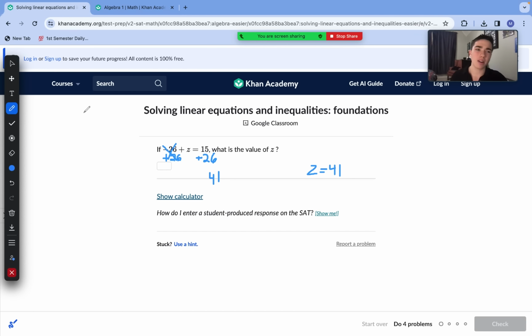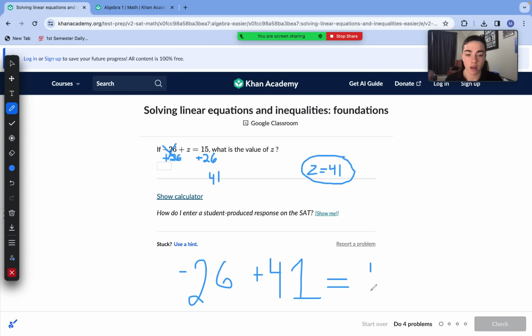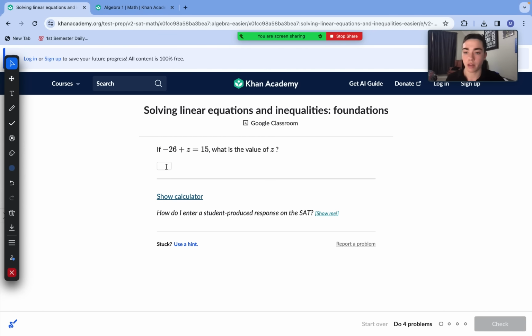So SAT math, you may not have the most time. This is a timed test. However, any time that you are unsure with an answer, go ahead and plug the variable back into our equation here. This is a foolproof way to check. So we have negative 26 plus 41, and we'll see if that equals 15. So negative 26 plus 41 is indeed positive 15. So we are left with 15 equals 15, which is a true statement. So our answer is indeed 41. So the value of z is 41.